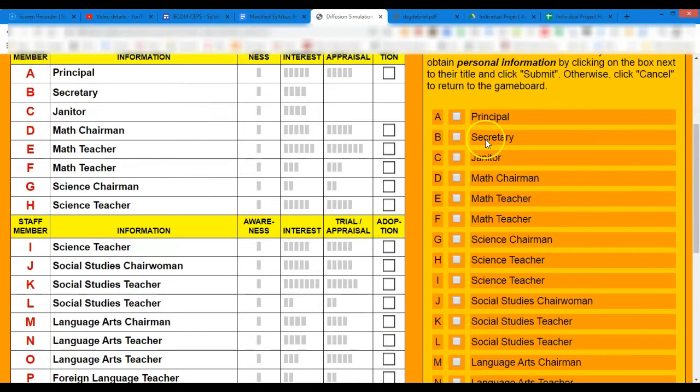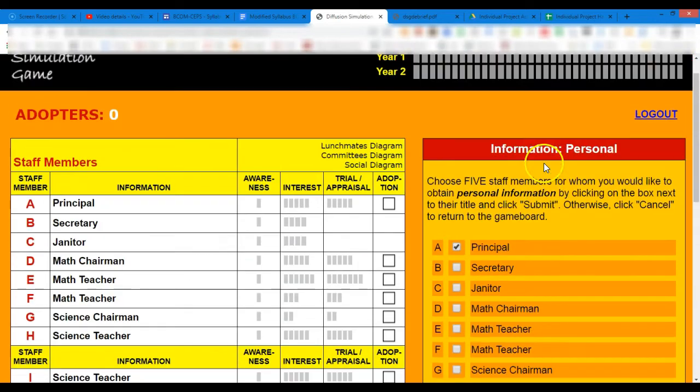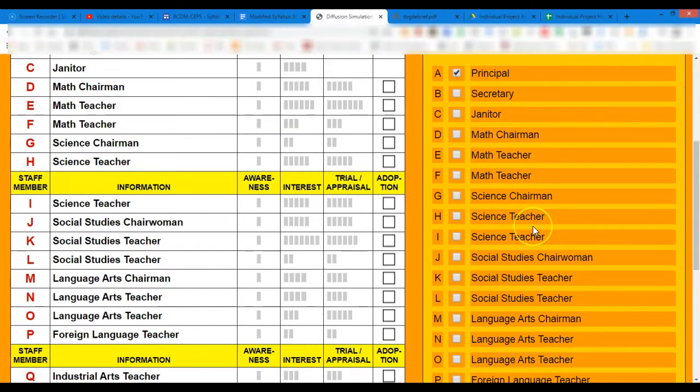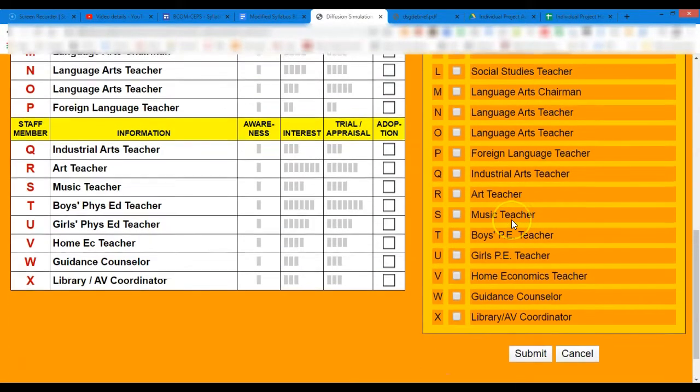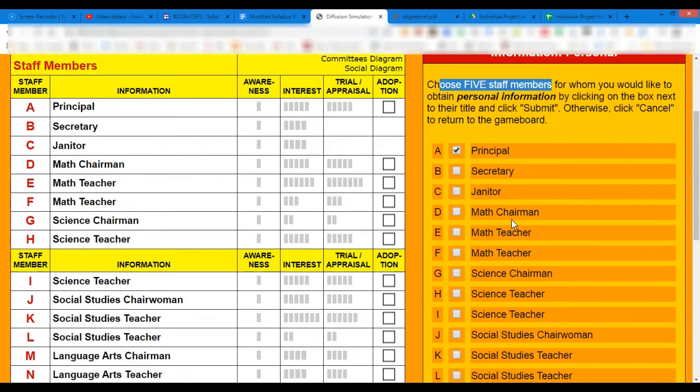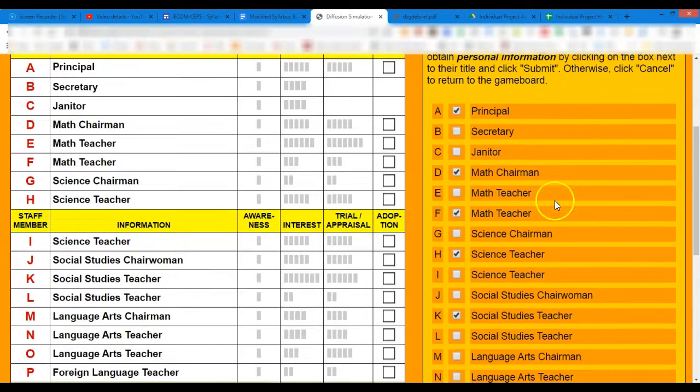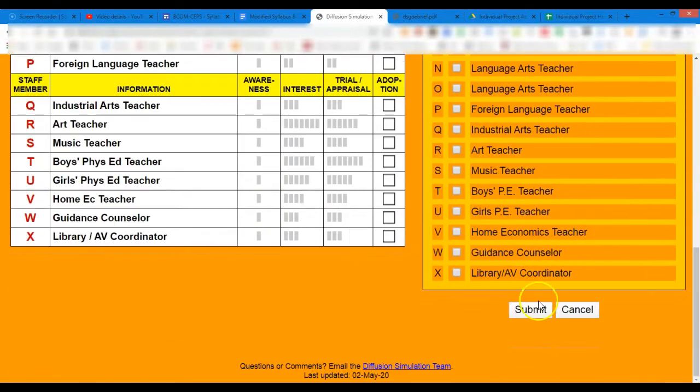You have here secretary, janitor, math chairman, principal. So let's say I want the information about, now I want you to use your creativity. Is the principal the most important? It says you can choose up to 5. But you are presented with many. Now you need to be very creative. Which ones are the most important? I cannot tell you because I want you to use your own creativity. I will just select randomly, but I want you to choose based on your critical thinking. Okay, and then I will come here and say submit.